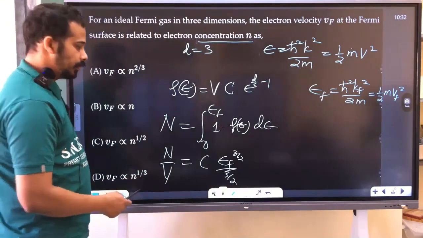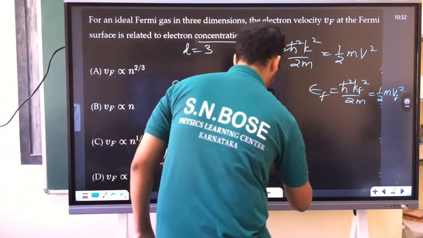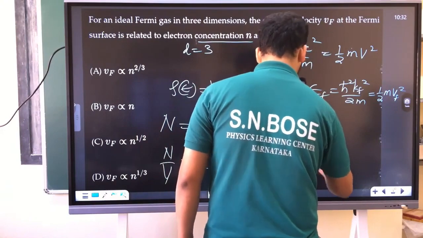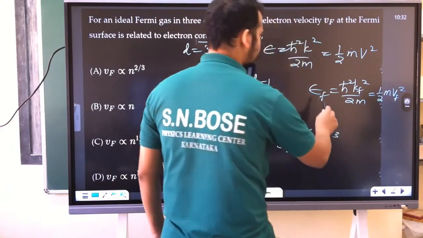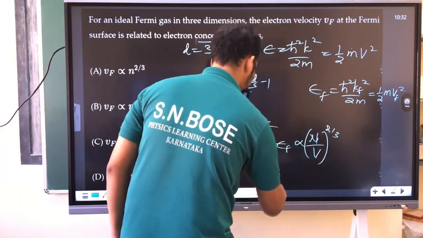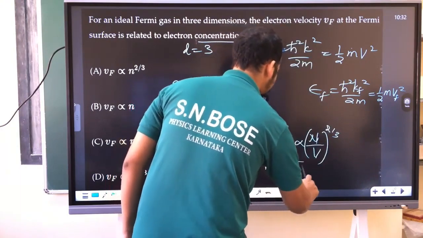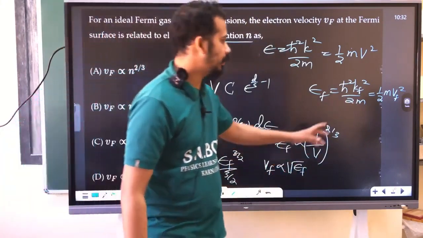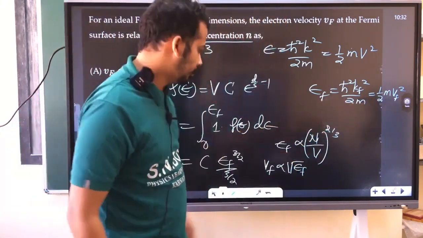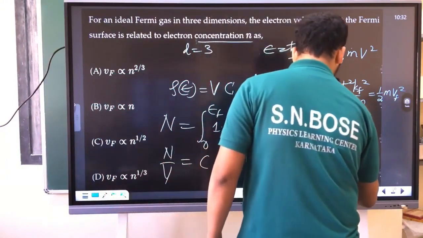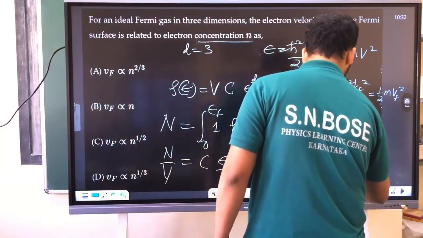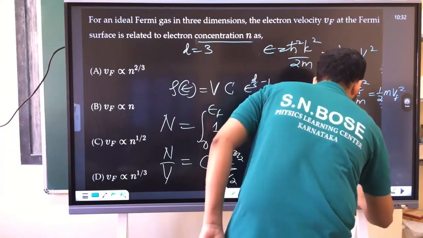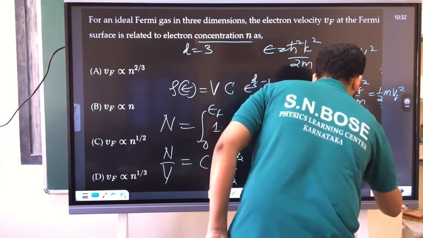Now EF, you can do this one. EF is proportional to (N/V) to the power 2/3, but vF is proportional to root EF. Can I write down proportionality just like we used to write in class 12th? Am I right? vF is proportional to root EF. That's why vF is proportional to root of this, (N/V) to the power 1/3.